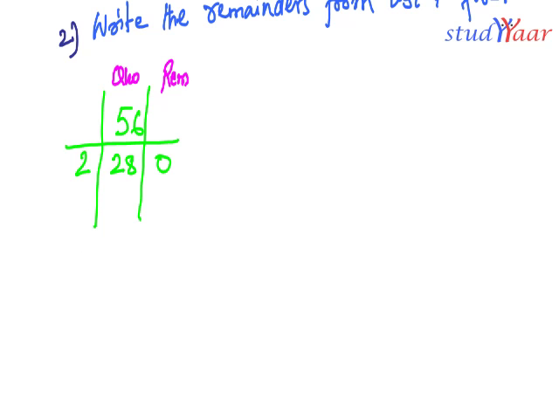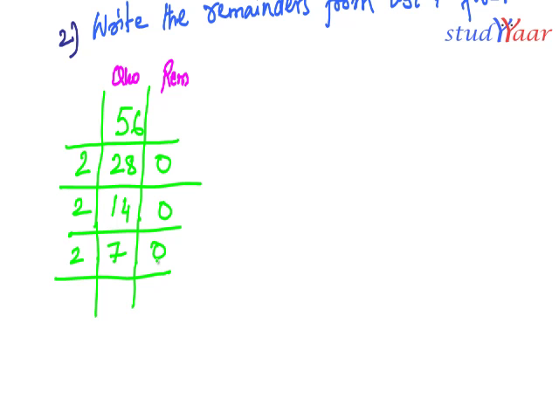Then let me proceed further. Again I divide by 2. What is the quotient? 14. And what is the remainder? Remainder is 0. Again divide by 2. Quotient is 7. Remainder is 0. Again divide by 2. Quotient 3, since 3 into 2 is 6. Remainder is 1.